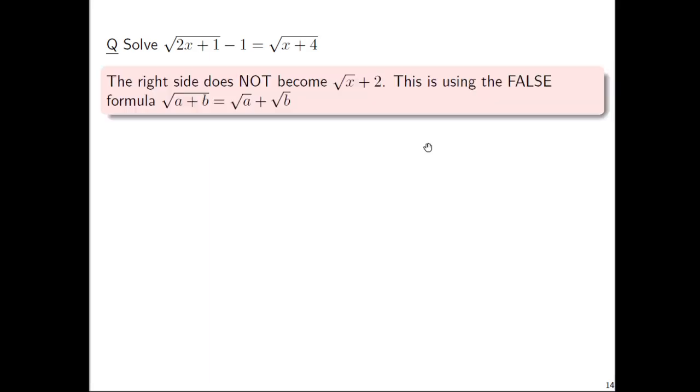Just a quick comment though, the right side, sometimes people are tempted to turn that into root x then plus 2. You can't do that because that's trying to distribute a radical when you have a plus sign. And that'd be using the false formula of root a plus b equals root a plus root b. So you don't want to do that.